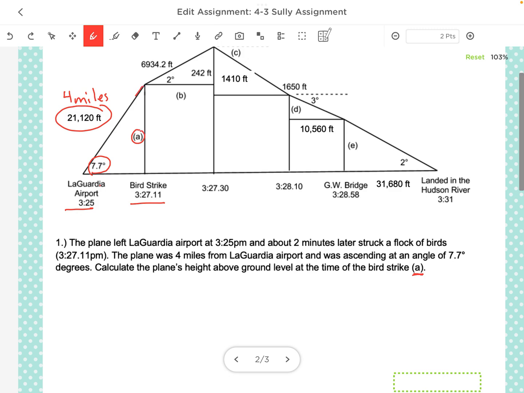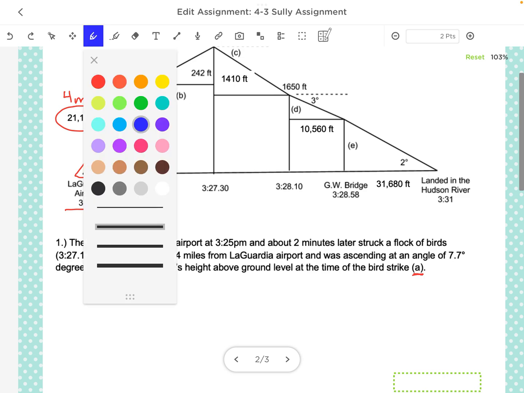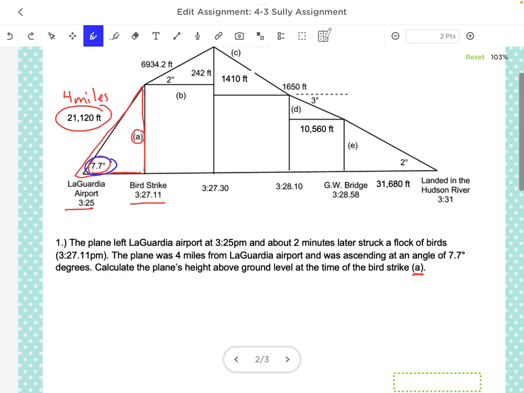So this is the triangle that we're using, and we're going to use trig. So we're going to do the same thing that we've been doing. So here's my angle. This is my H. I'm going to get rid of this 4 miles here. And this is my opposite, and this is my A. So I have this number, and this is what we're trying to get to. So I'm going to use O and H. Remember, SOHCAHTOA.